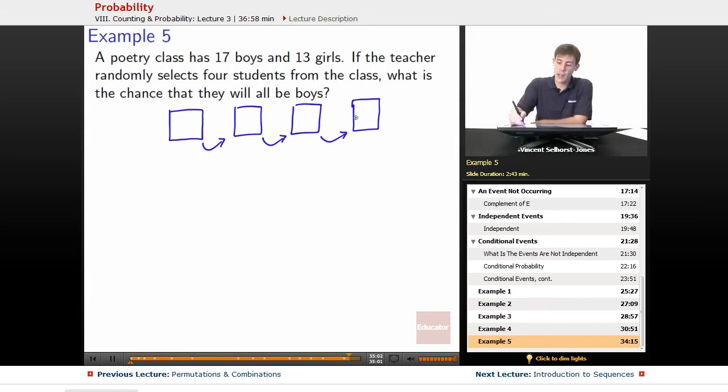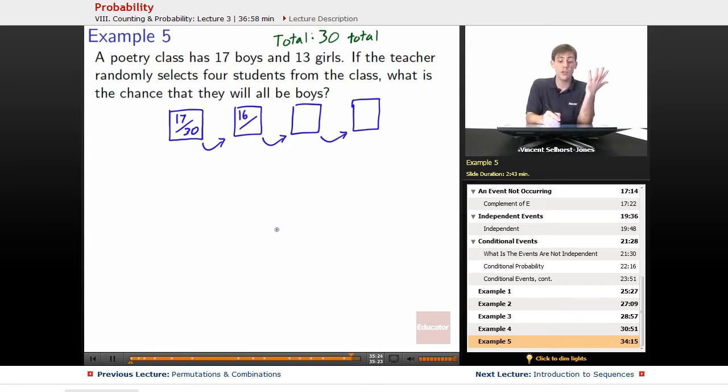So if we start off, how many students are total in the class? Well, if we've got 17 boys and 13 girls, we assume we've got 30 total. So if we have 30 total, then for the first one, we've got 17 out of 30. But for the next one, we pull out one of the students. We've pulled out 1 boy, so that means we now only have 16 boys.